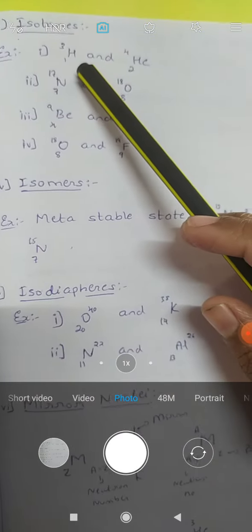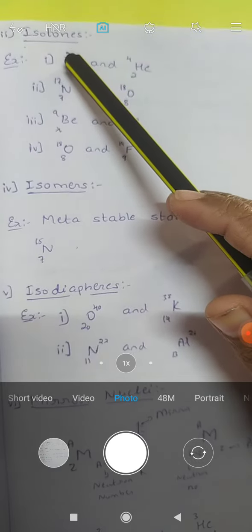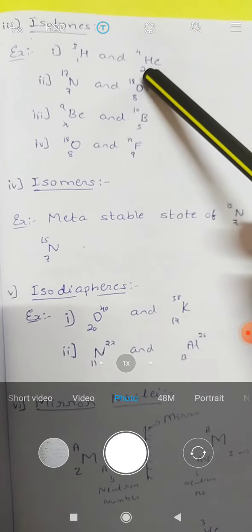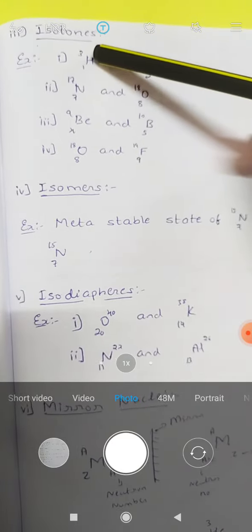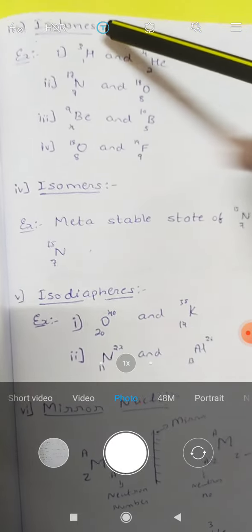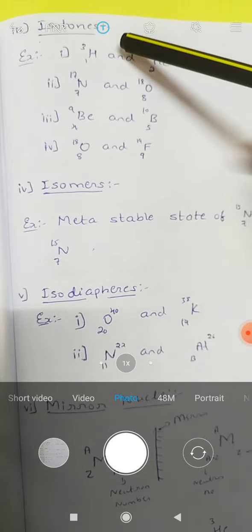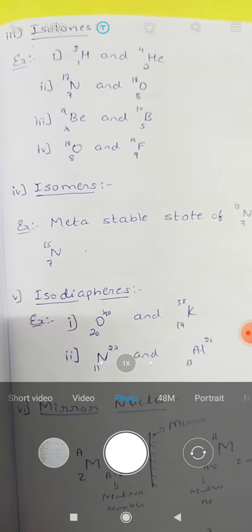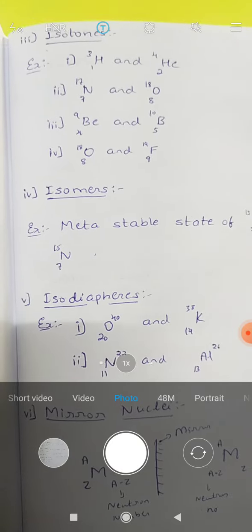Here the first example is hydrogen with atomic number 1 and mass number 3. In case of helium, the atomic number is 2 with mass number 4. Here 3 minus 1 is 2. That is n is equal to A minus Z. This formula is used to calculate the number of neutrons present in the nucleus of the atom. So we have to calculate the number of neutrons by using the formula n is equal to A minus Z.